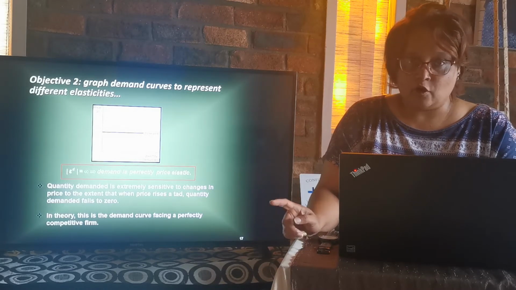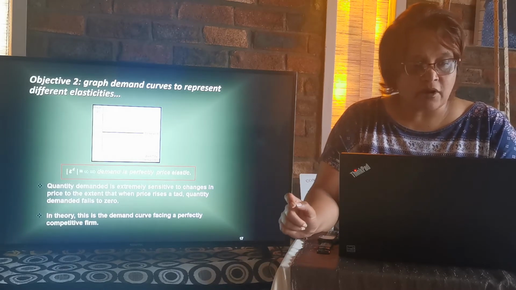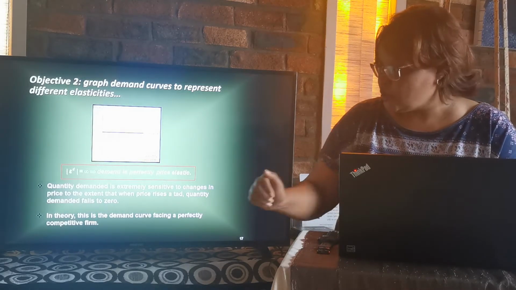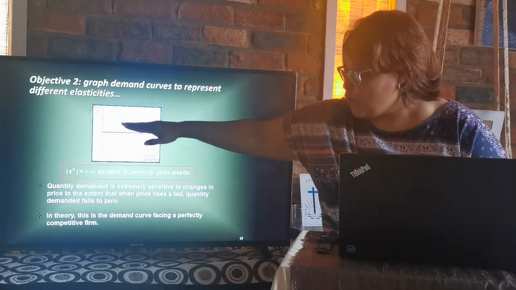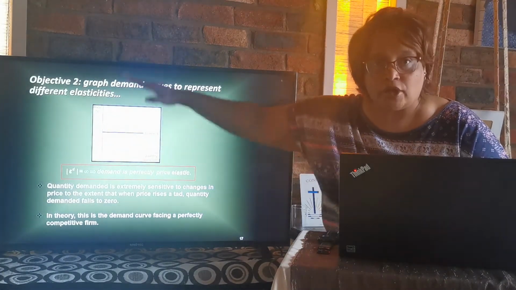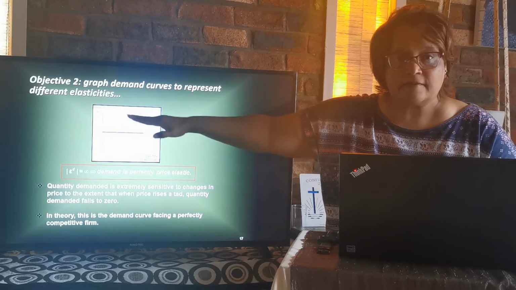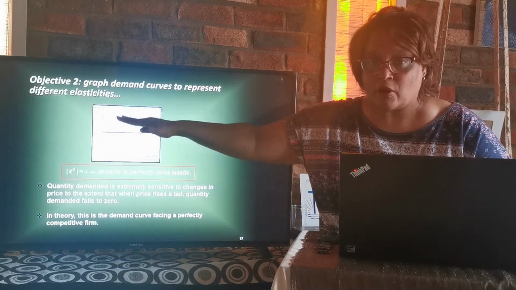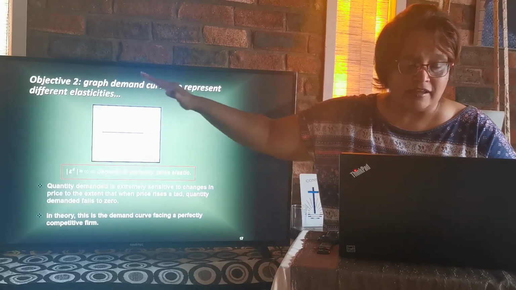Equally said, the opposite. Quantity demanded is extremely sensitive to changes in price. So irrespective of what the price is now, the demand will go according to the price. The price will determine the demand. So the demand is very, very elastic.